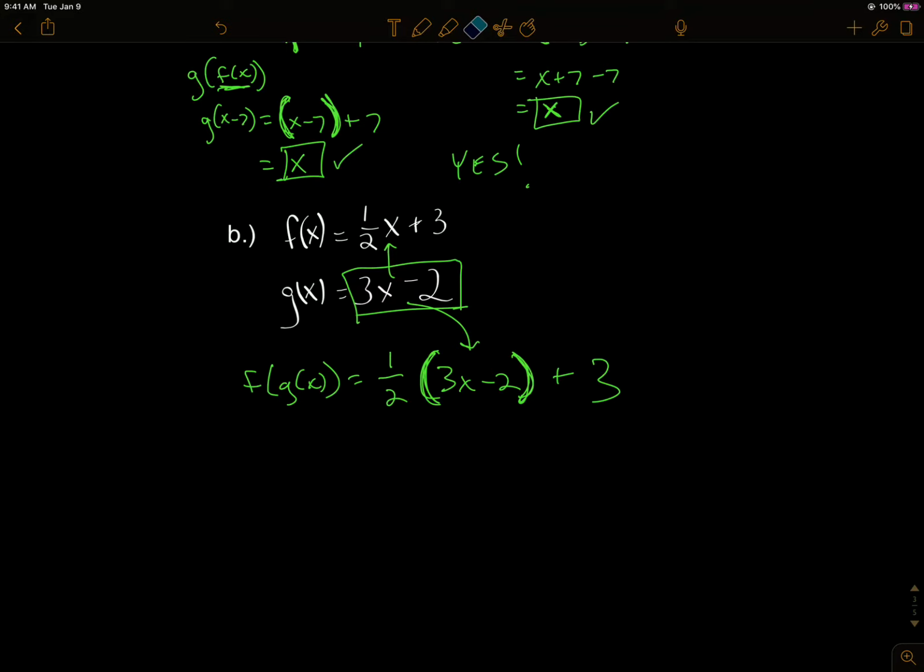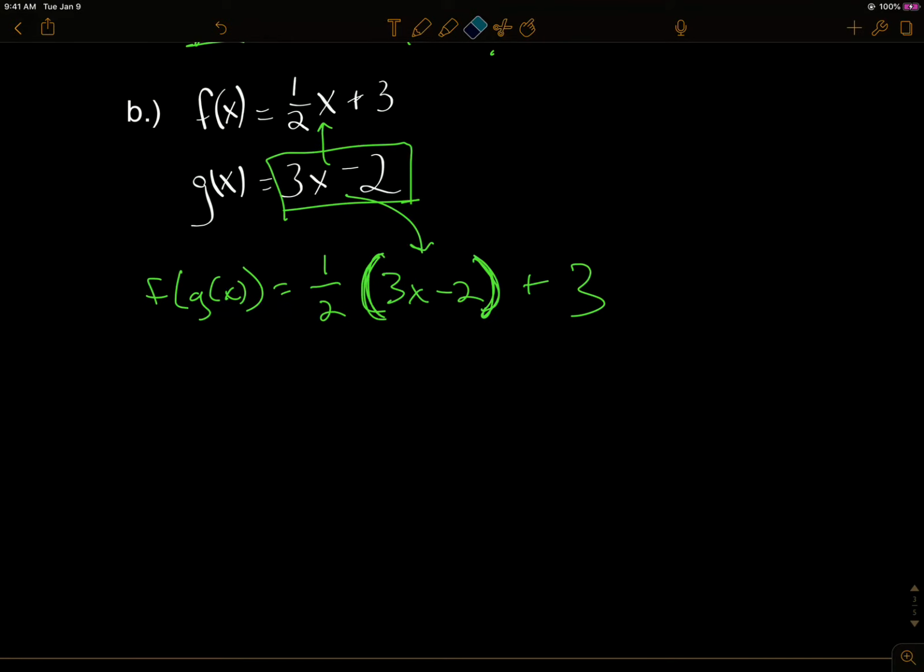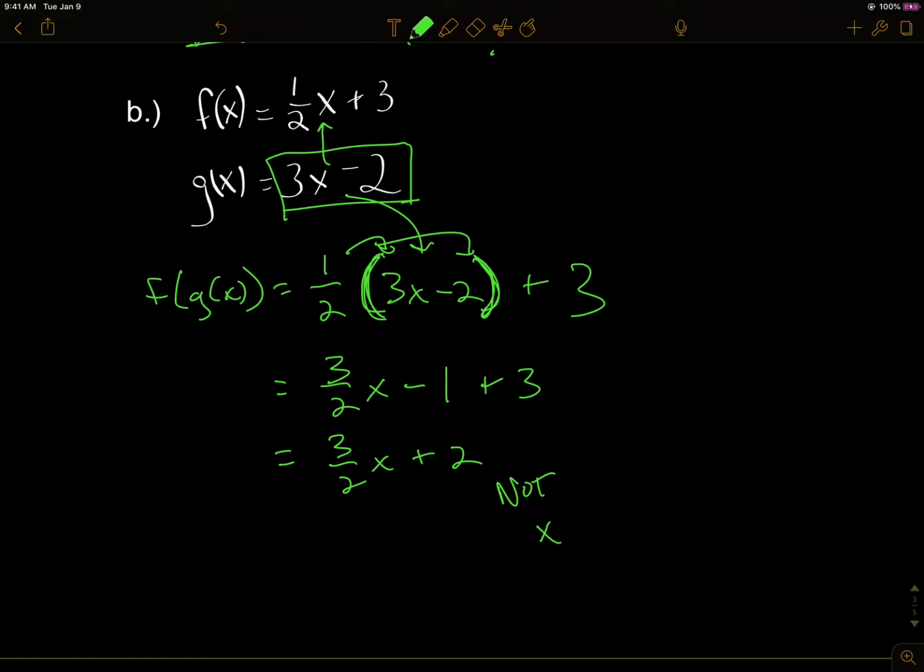All right, so now I've got to simplify this down to x to prove that it's the inverse. So it looks like distributive property is going to work here. So 1/2 times 3x is 3/2 x. 1/2 times negative 2 is negative 1 plus 3. If I simplify further, I get 3/2 x plus 2. I can't do any more simplification. It did not simplify down to just x, so they are not inverses of each other. Okay?